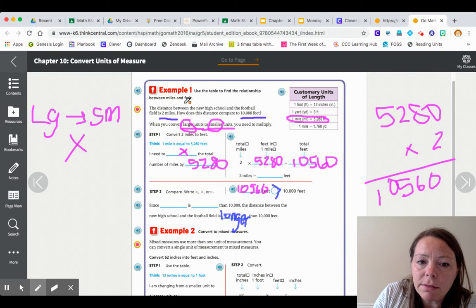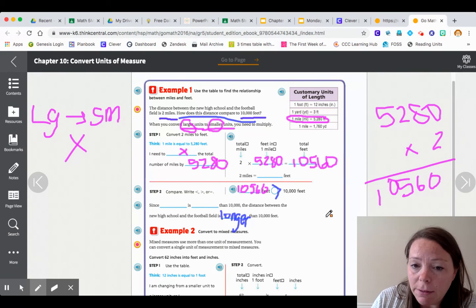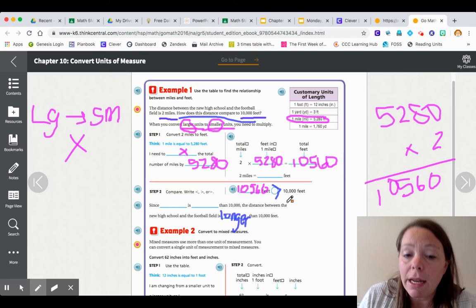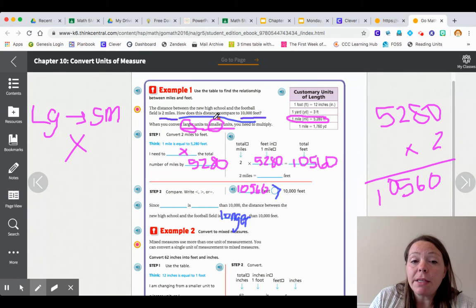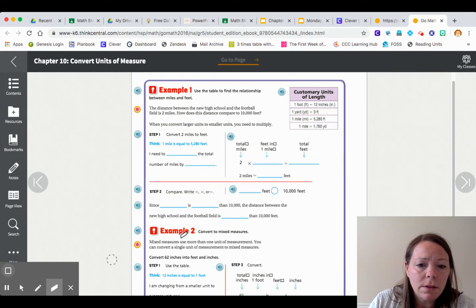So the distance is longer than 10,000 feet. They asked how the distance compared. The distance of 2 miles is longer than 10,000 feet. Biggest things to remember. Can't compare miles to feet. You have to compare miles to miles or feet to feet. So we need to convert them based on what the question's asking us. How does the distance compare to feet? So we need to convert to feet. All right, let me go ahead and clear this.